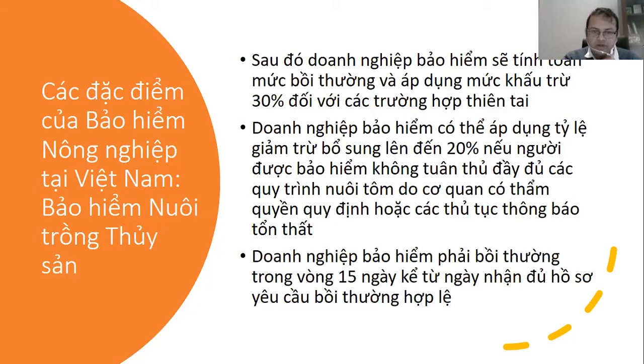And then the insurer has to provide the compensation. Within 15 days of receiving all the valid claim documents, the insurer must provide compensation. So there's also a timeline given to the insurer as to how quickly they have to make the claim payout. Okay, that basically covers some of the key points I wanted to explain related to livestock insurance and aquaculture insurance.